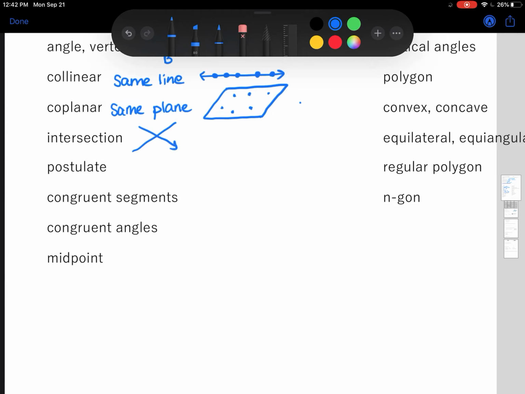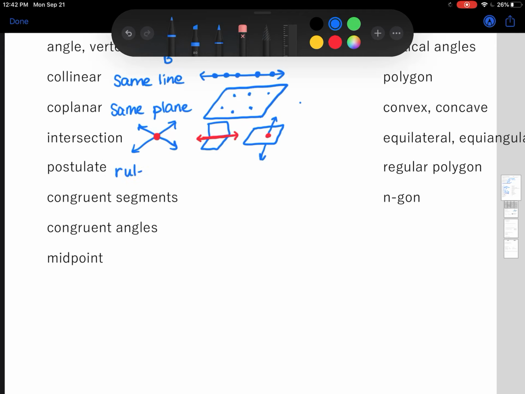Intersection. We learned about 3 types of intersections. First is 2 lines intersect at a point. 2 planes, which are infinite, intersect on an infinite line. And a line stabs through a plane at one single point.